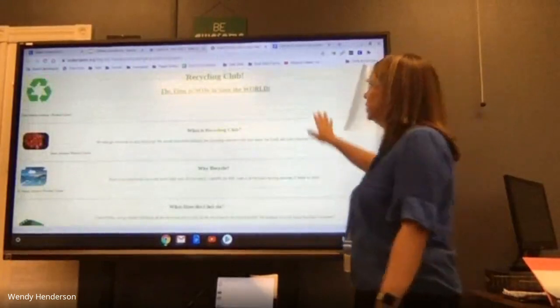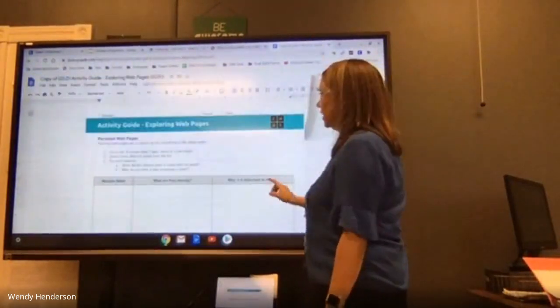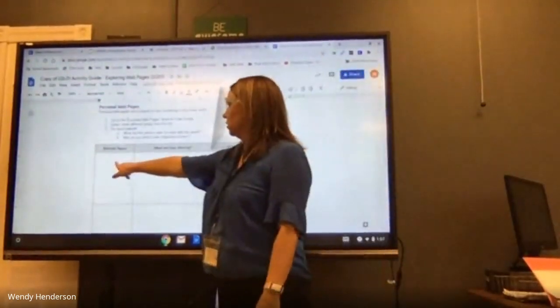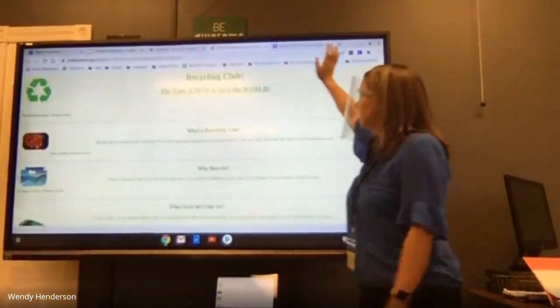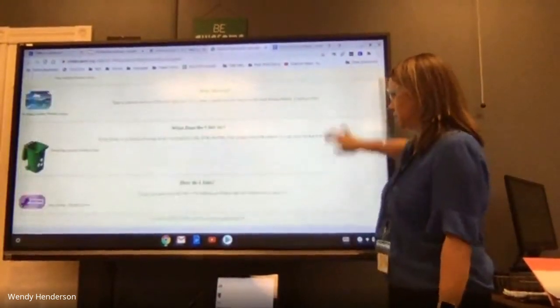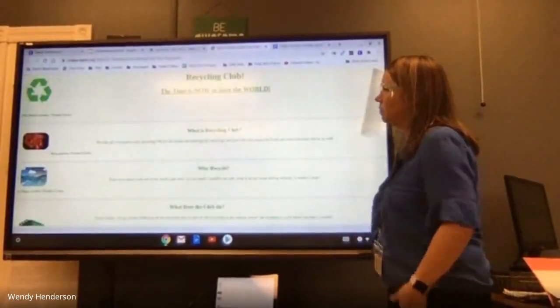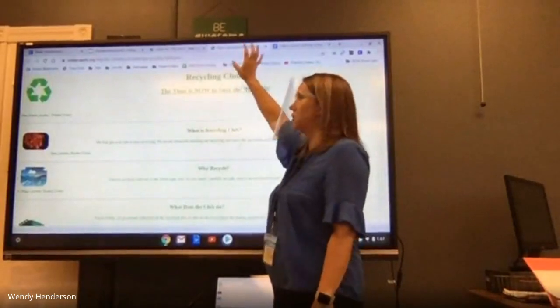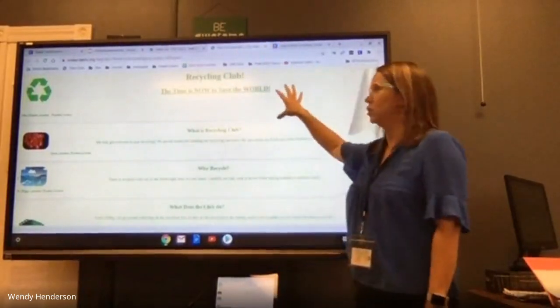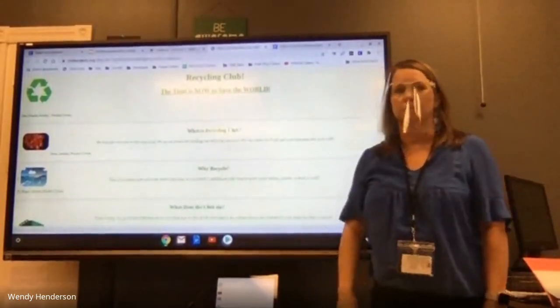So on this particular website, if we go back to our activity guide, let's put in this block, what's the name of the website? Recycling code. Okay. Or actually it's code project. No, not code projects. That's the website, but for the web page, put Recycling Club.